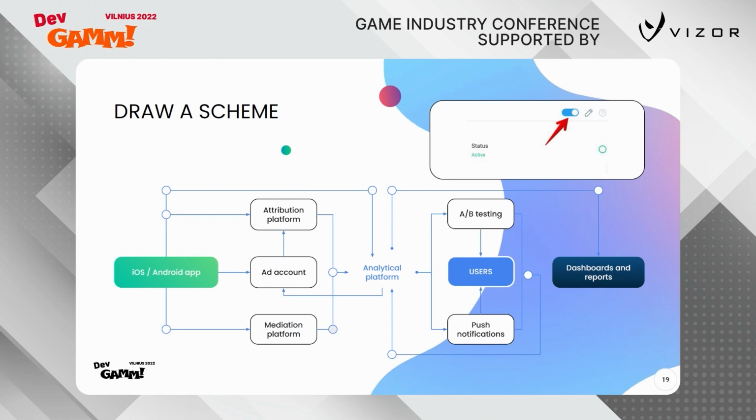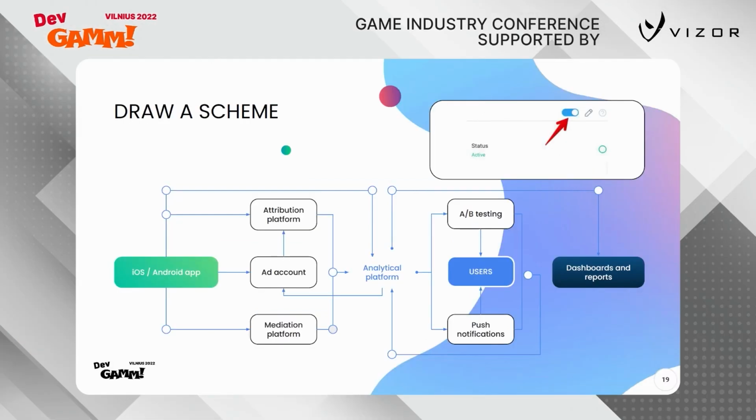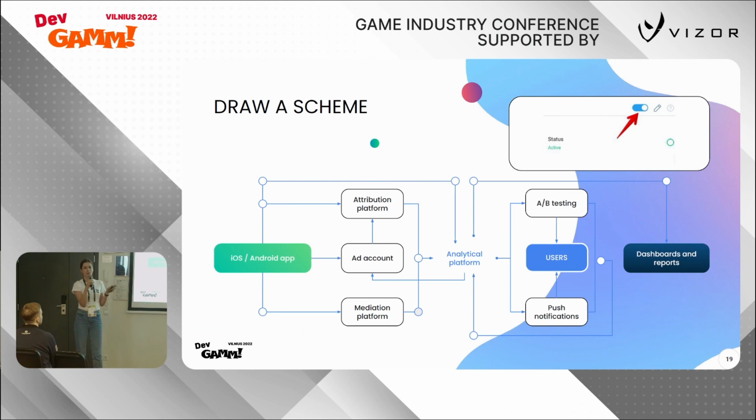A very useful practice when you're choosing your tools is to take a paper and just draw a scheme of how your tools are going to be connected to each other. So here we have a game, let's say it's an iOS and Android game, and in it we have integrated an attribution platform, a mediation platform, an A/B testing tool, a push notification service, and of course a product analytics platform. As you see, all of these data sources are connected to each other, and some of them are connected even both ways. I will try to illustrate why this two-way communication between the tools is important.